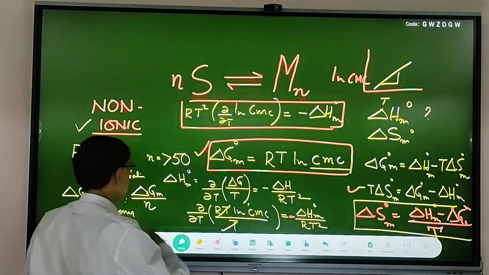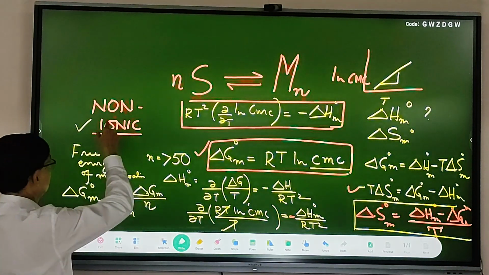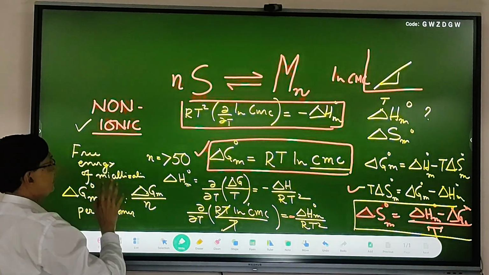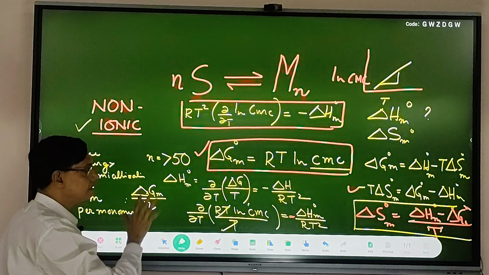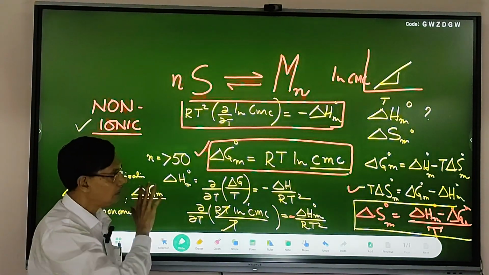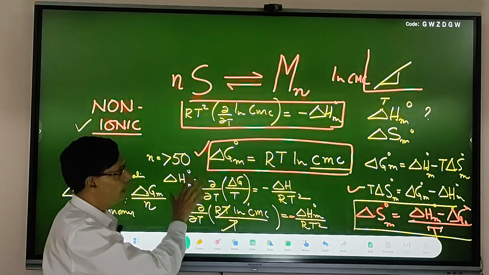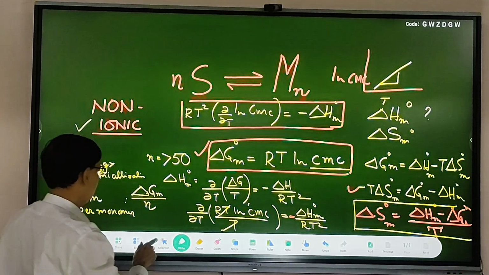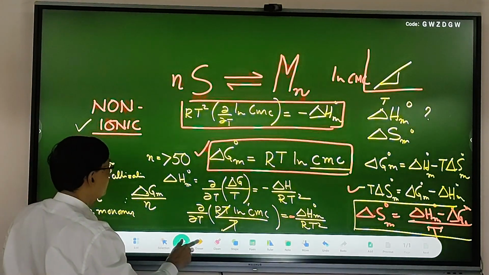Okay. So let me now solve for the ionic surfactant. Again, it is the mass action model, not the phase separation model. It is the mass action model. So let me solve.